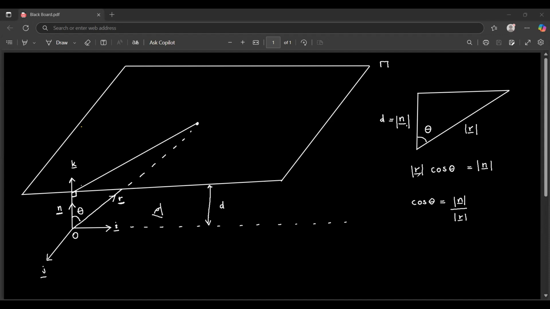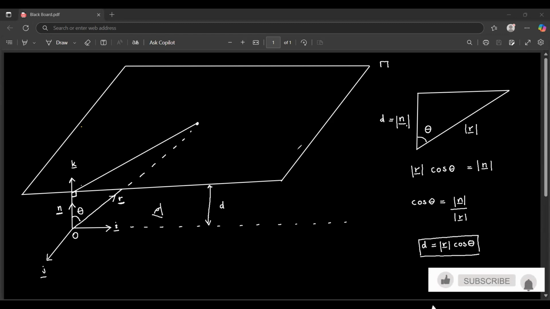So I can rewrite this equation. Modulus of r cos theta equals modulus of n into d, equals modulus of r cos theta. Okay, so I have the right angle triangle and I have come up with an important relationship. So this is what we have here.